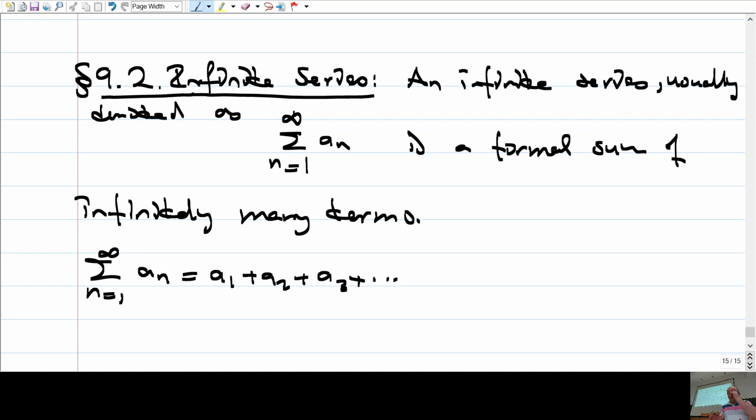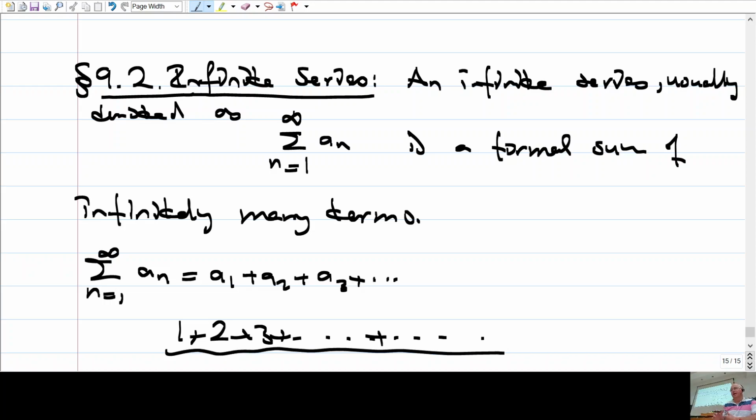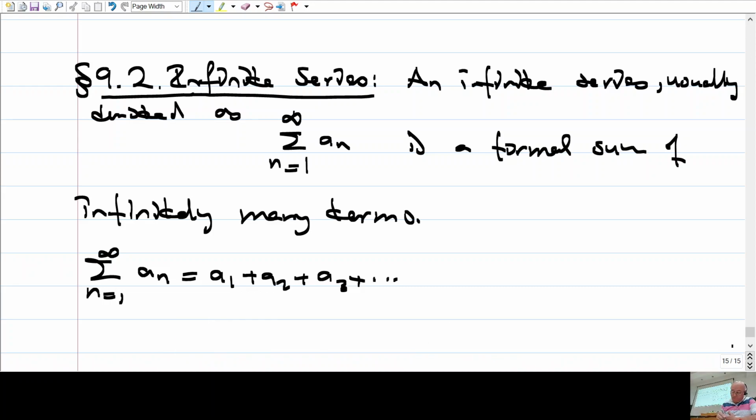It's just a notation. So for example, 1 plus 2 plus 3 plus, till infinity. This thing doesn't have a meaning, right? It is not convergent, but it's a series. It's a formal object.